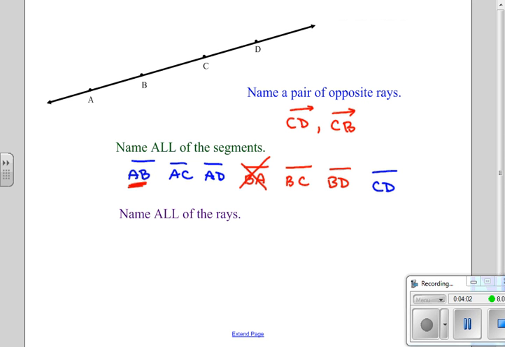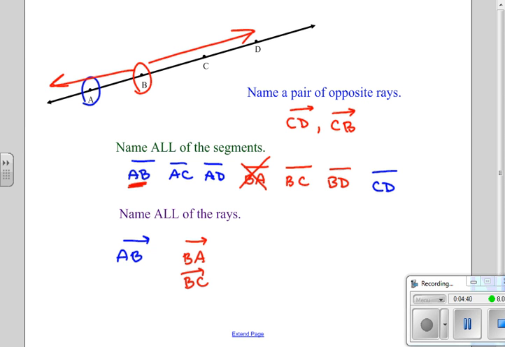Now for rays, order matters. So I start with an endpoint. Well, if I start with A, I can't name anything to the left. There's no other point there. So I can just name one ray going to the right, but I can name it AB, AC, or AD. Now if I go to B as the endpoint, this one I can name both directions. So I've got ray BA, it's going to the left, and I've got ray BC or ray BD, so that's going to the right.